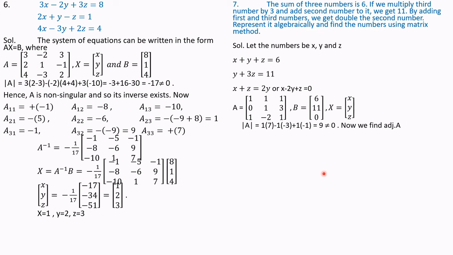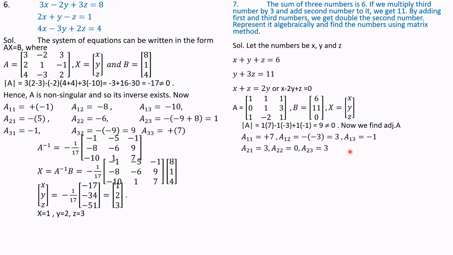Determinant A we calculate as 9, which is not equal to 0. Hence, it is non-singular and a unique solution exists. Now we find adjoint A by the usual method. Here we get A11 as 7, A12 as minus of minus 3, that is 3, and A13 equal to minus 1. Please write in detail.